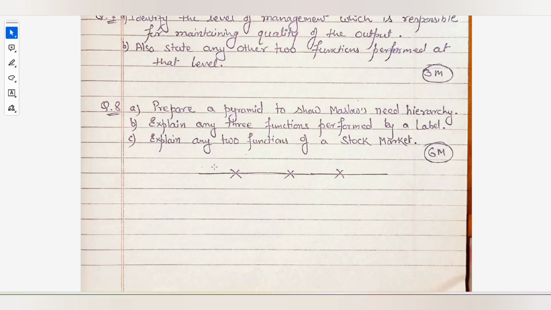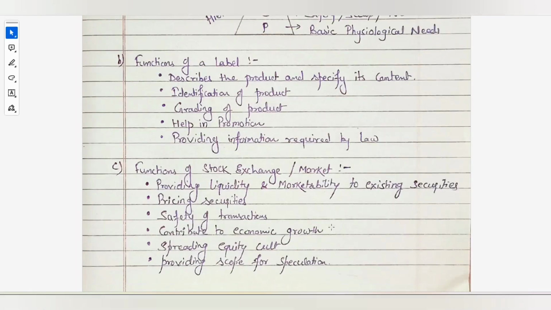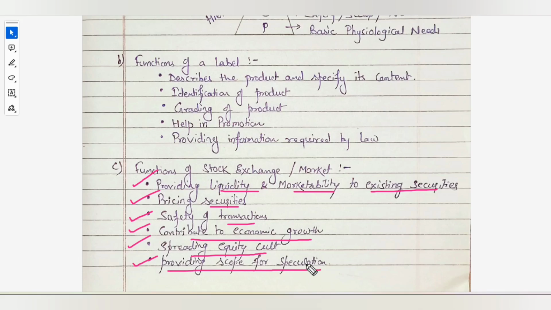And the last part is to explain any two functions of a stock market or stock exchange. I have written all the various functions performed by the stock exchange: providing liquidity or marketability to existing securities, pricing of securities, safety of transactions, contribution to economic growth, spreading equity cult, and last but not the least, providing scope for speculation. These are the major functions performed by the stock exchange. Again, I suggest to all of my viewers that you please write the headings first and then go through the explanation part, so that you can score in a good way.